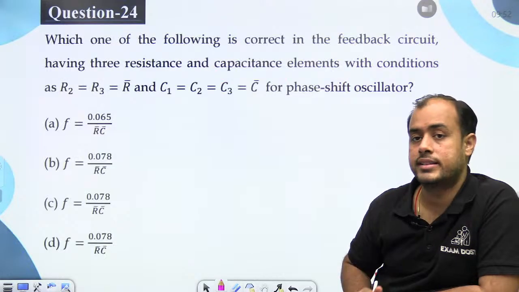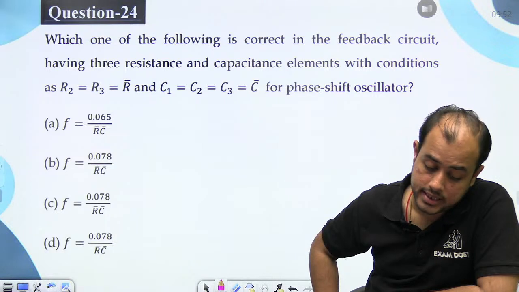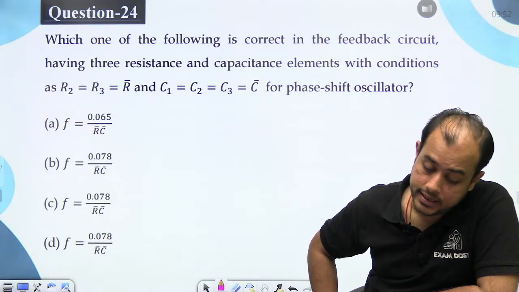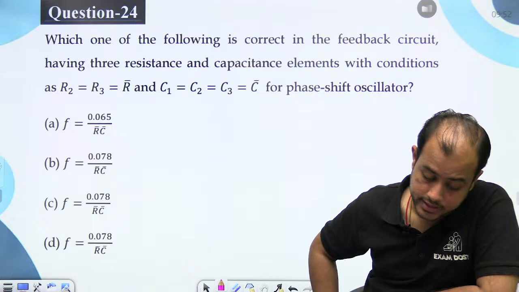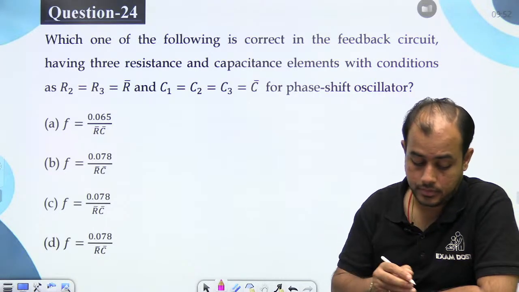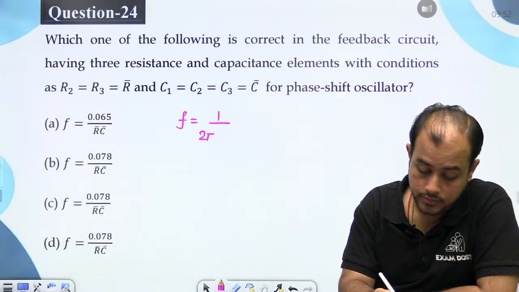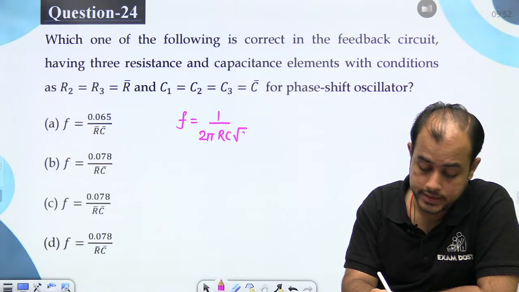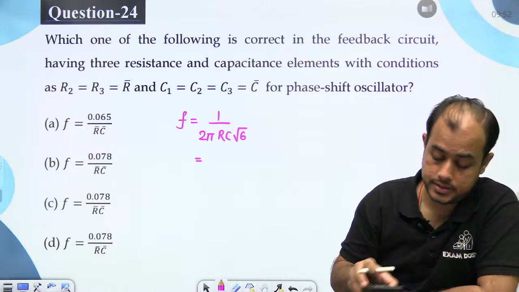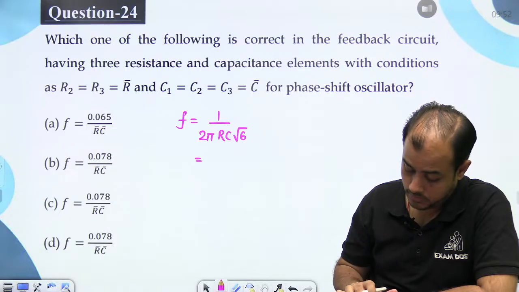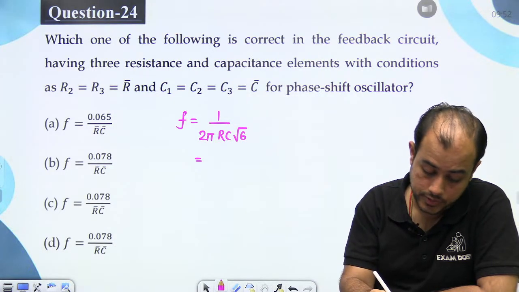Next, which of the following ESE 2002 is correct in the feedback having three resistance and capacitance element for phase shift oscillator? One by 2π RC root 6. So 1 by 2π root 6, how much? 0.065 by RC.